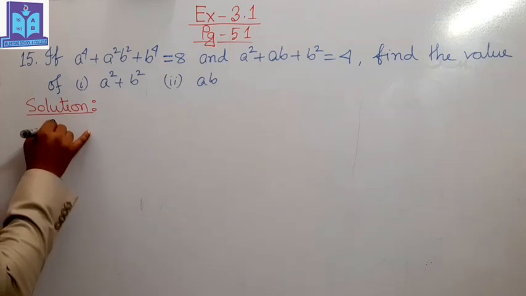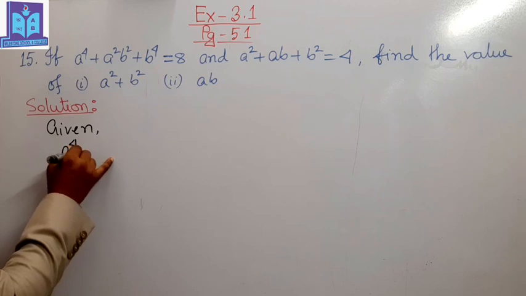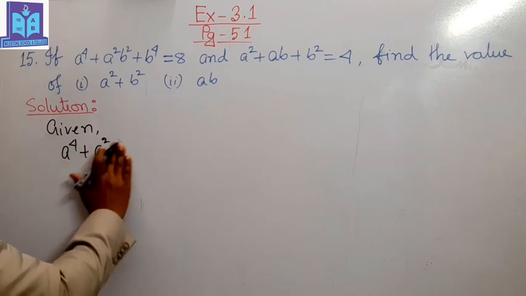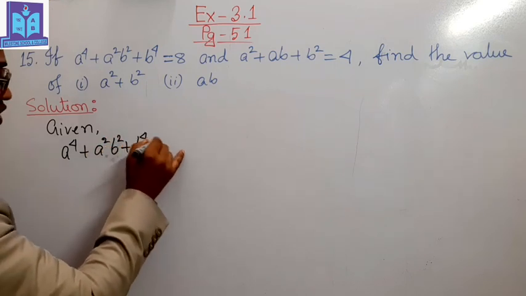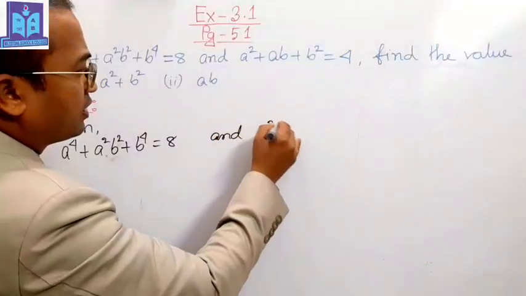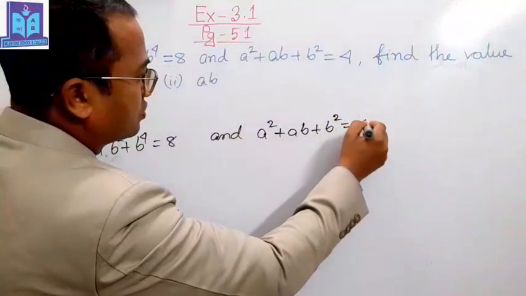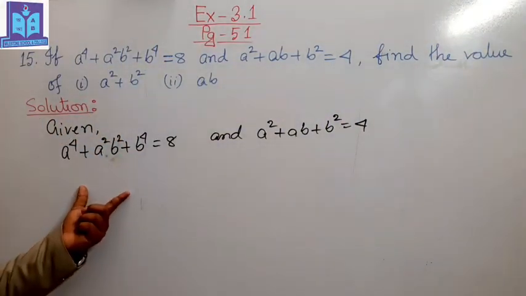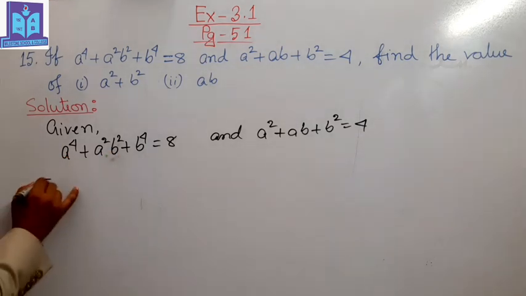Given a⁴ + a²b² + b⁴ = 8, and also given a² + ab + b² = 4. Now we can simplify this equation like this.